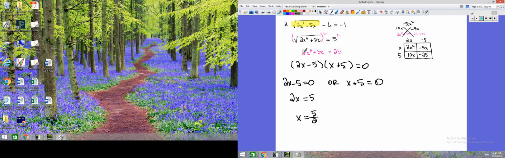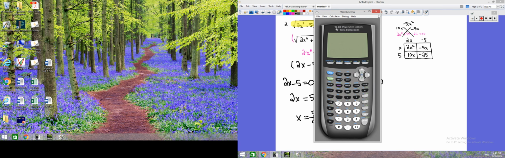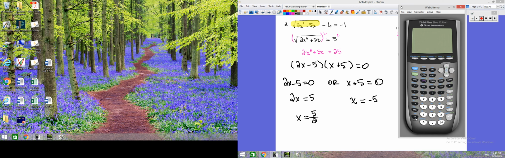At least it's a solution to this equation, but I don't know yet if it's a solution to my original equation. And then over here, negative 5. So, hey, let's bring up the calculator. And I can't believe that they have me turn on the virtual calculator. All right, on the left-hand side, what's underneath that radical, let's figure out what it is first. So I've got 2x squared, but x I believe to be 5/2.